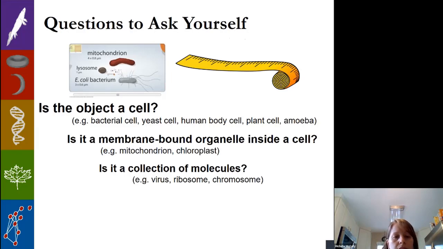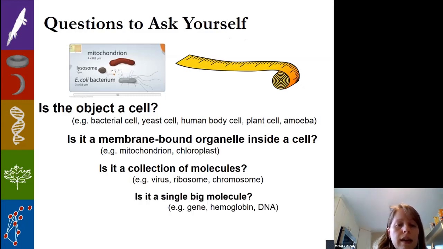These are also inside cells, but the next thing would be a collection of molecules. Those are, for example, a chromosome. Chromosomes are mostly DNA, but they are wrapped around proteins to make them more condensed so that they fit inside cells. Another couple examples of collections of molecules that you saw in your homework were a virus, like SARS-CoV-2, and the ribosome.